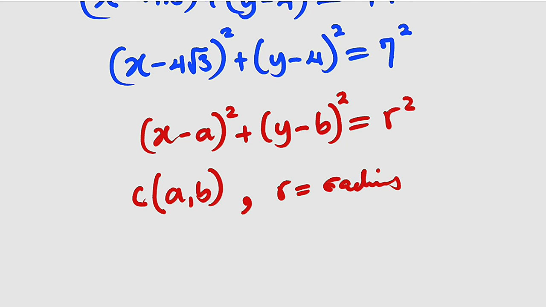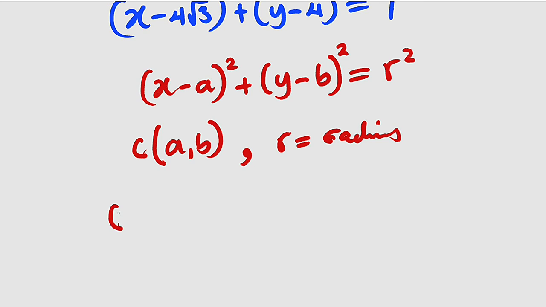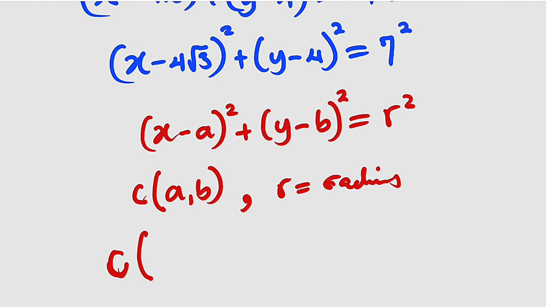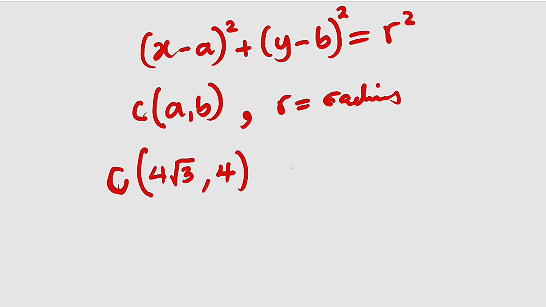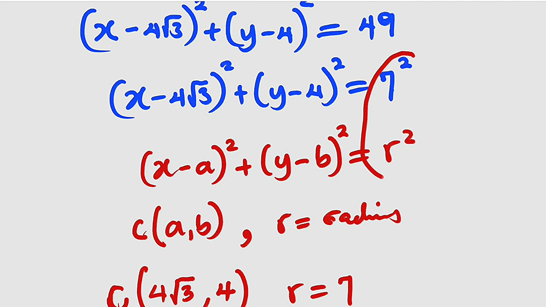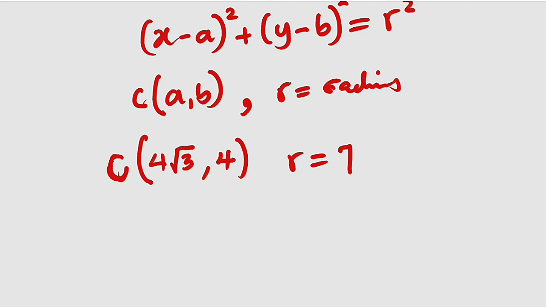So what will be our center? The center of the circle is negative this, it will be positive, right? 4 root 3, comma, negative this, it will be 4. So this is the center of the circle. And the radius is equal to 7, because if you relate these two, you can see that r is equal to 7. And hence, the center of that circle is 4 root 3, comma 4, while the radius is 7 units.